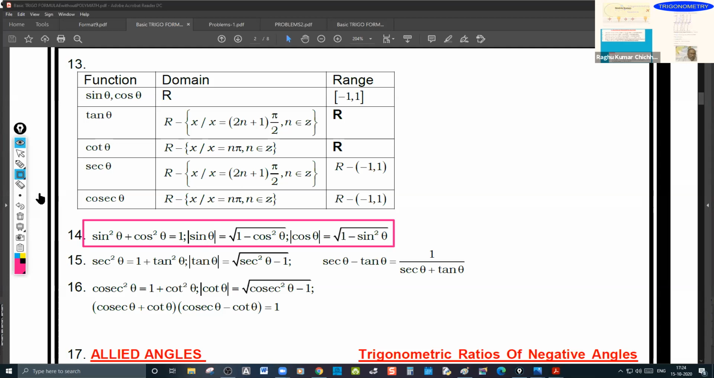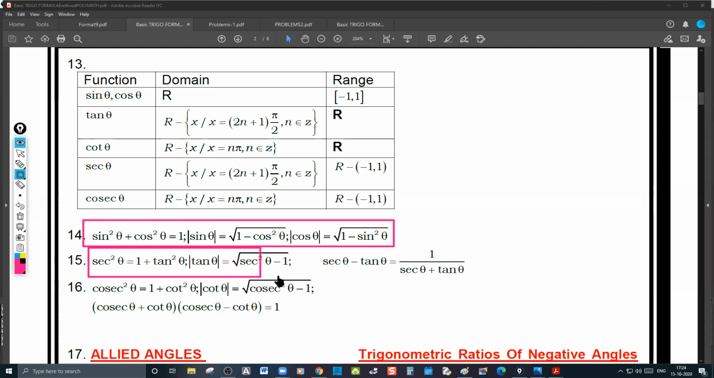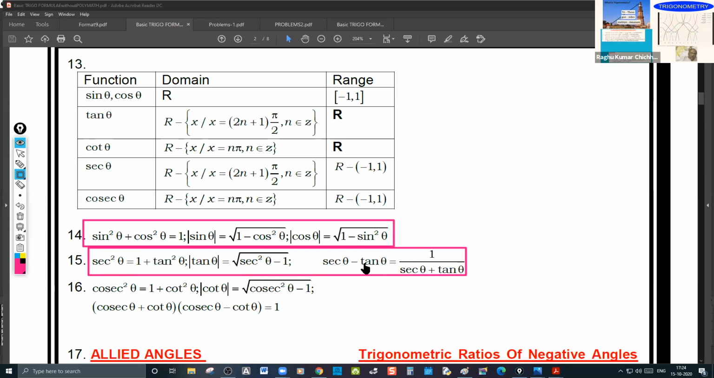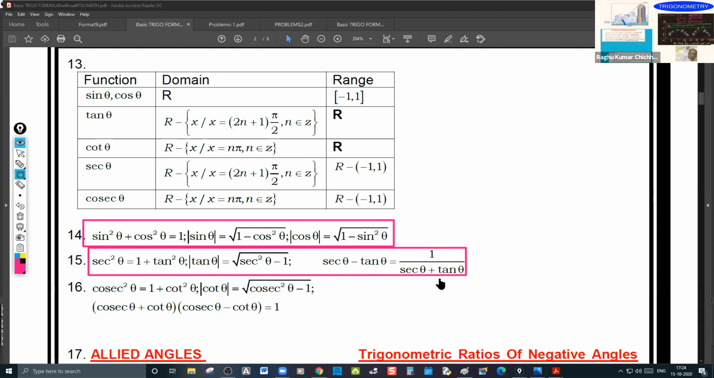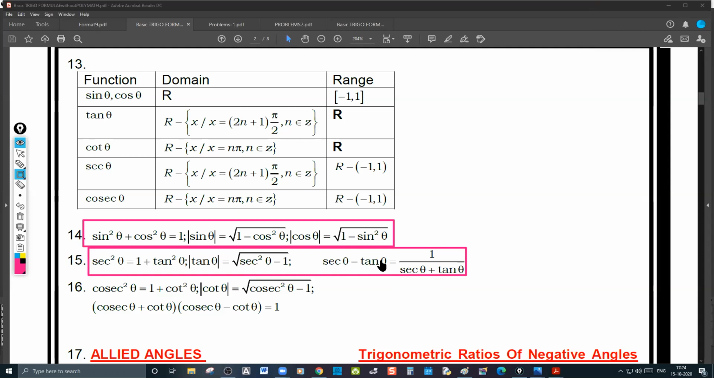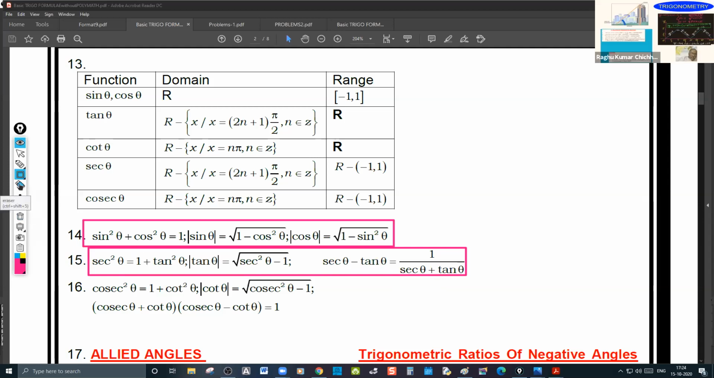Bhavita, 15th one, please. Secant square theta equals 1 plus tan square theta. Modulus of tan theta equals under root secant square theta minus 1. Secant theta minus tan theta equals 1 by (secant theta plus tan theta). Do you have the idea of the third part here? If you cross multiply this, you'll get it in that form. Similarly, the 16th one.